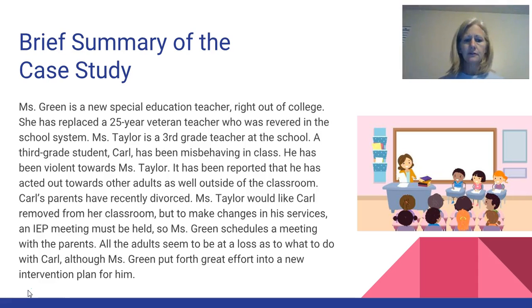Basically, there's a young third grade student who is displaying threatening behaviors towards his teacher, Miss Taylor. Miss Green is the new teacher in the school for special education. She is straight out of college, and Miss Taylor has asked Miss Green to remove the child from the general education classroom. Miss Green follows the rules and insists that there be an IEP meeting. She observes the student in the class, and she puts forth some effort to put in place a new behavior intervention program for the parents to approve at the IEP meeting.